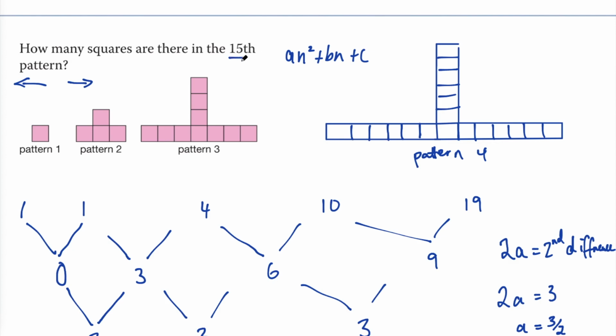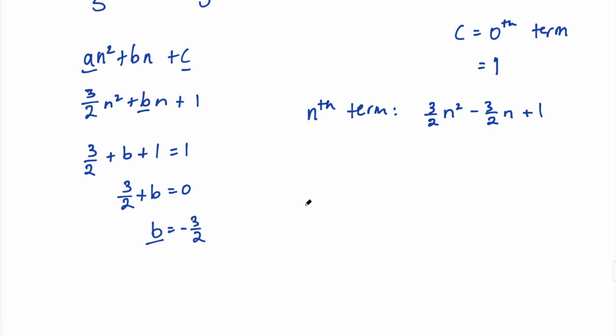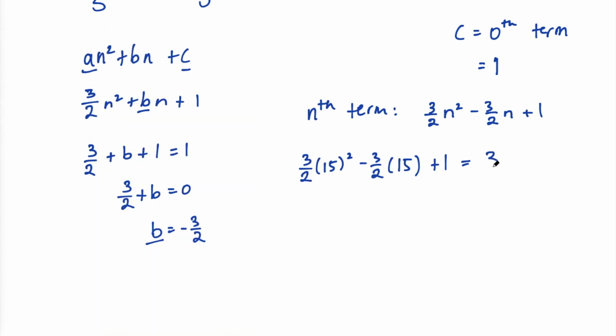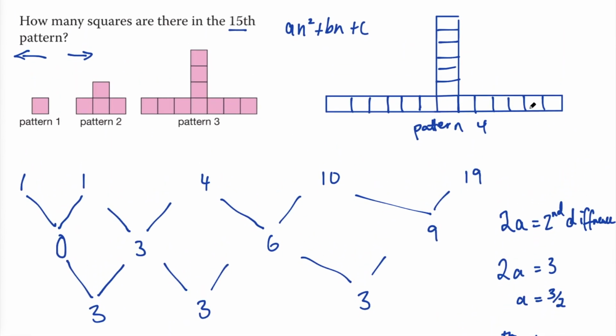We plug in 15 for n. N represents the position in the pattern. So to get our solution, we're going to do 3 on 2 times 15 squared, take 3 on 2 times 15, plus 1. And I'm going to plug that into a calculator. So here I've plugged it into a calculator, 1.5, the same as 3 on 2, and I get 316. So 316 is the answer. That would be the number of squares in the 15th pattern if we continued this pattern on 15 times.